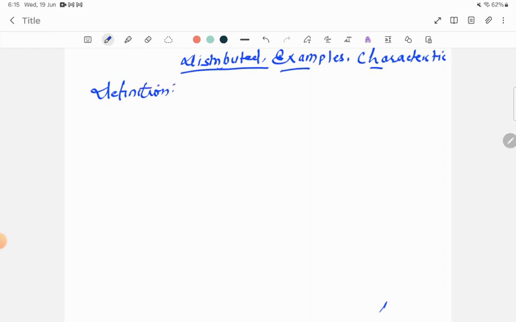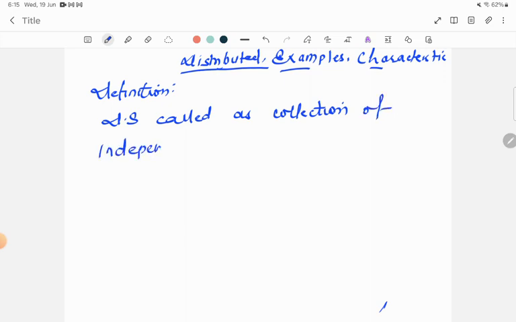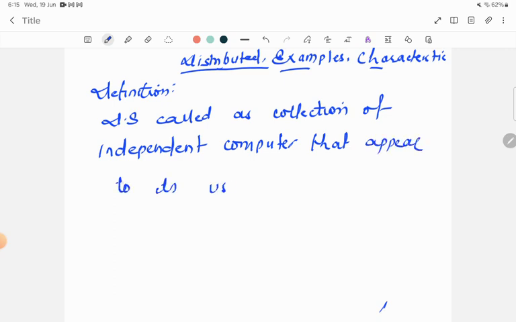So what is a distributed system? A distributed system can be called a collection of independent computers that appear to its user as a single system. So this is one of the most widely used definitions.